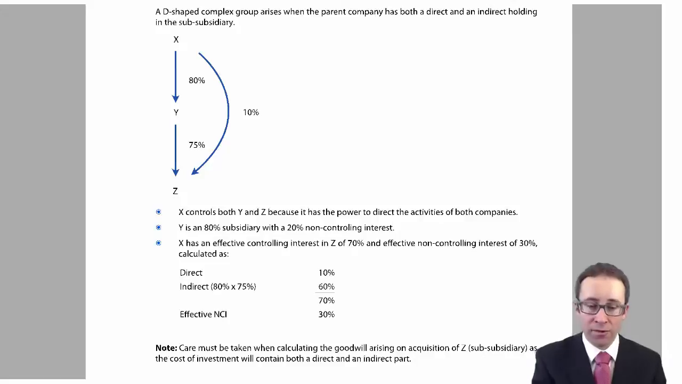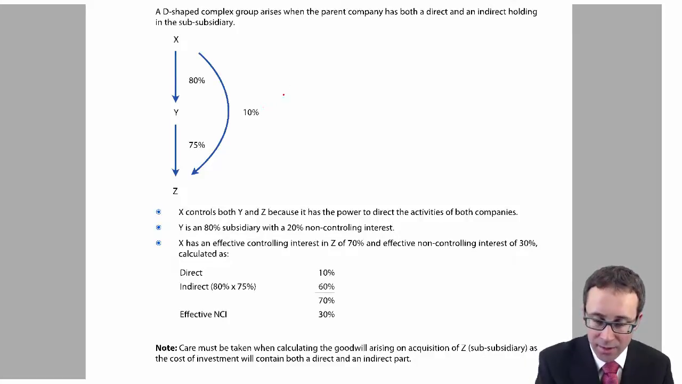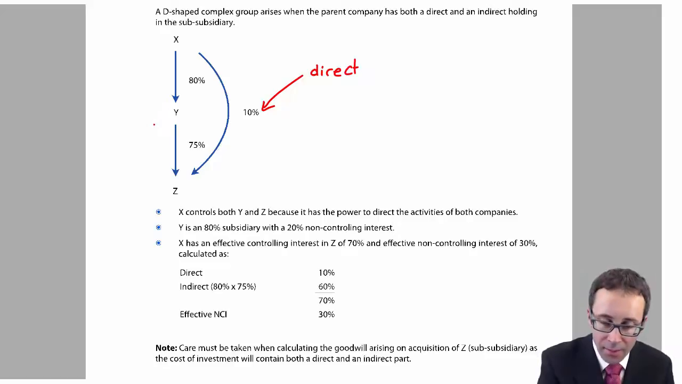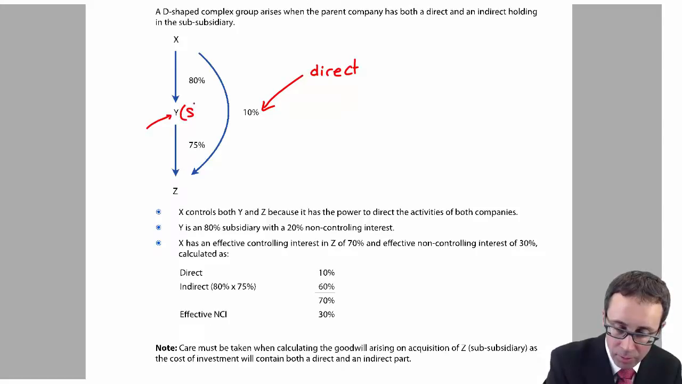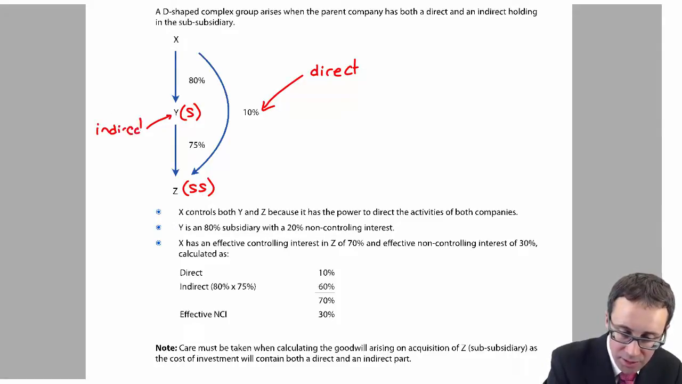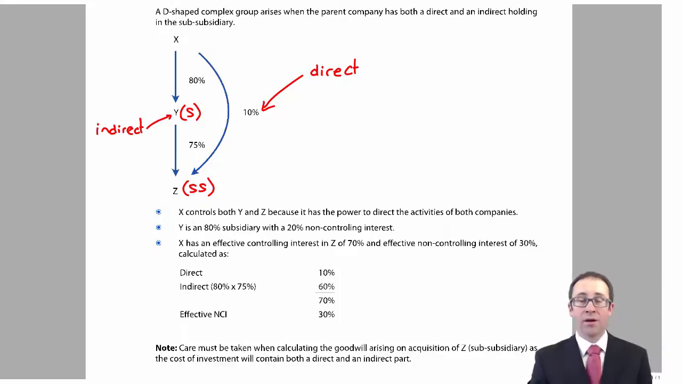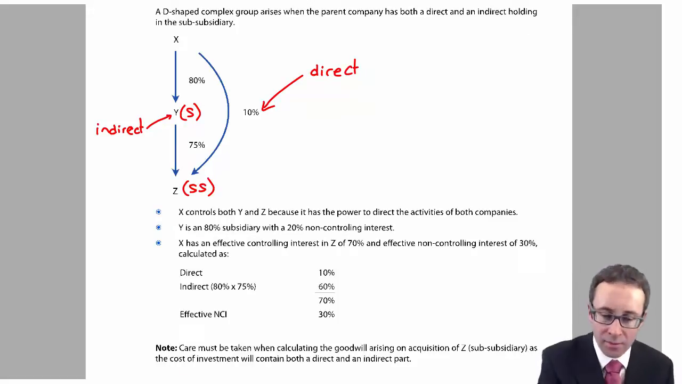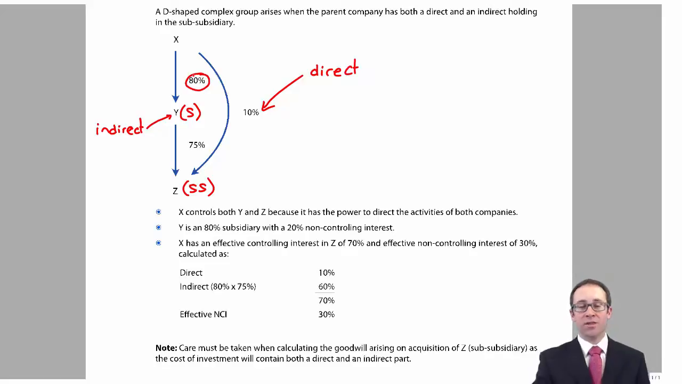So now we refer to the investments. Here this 10% is referred to as the direct holding, when Y has the investment in Z. So the sub has the investment in the sub-sub. The investment that we've seen before in our vertical group structures, that's the indirect holding, isn't it? So here we take 80% of that investment in calculating the goodwill.